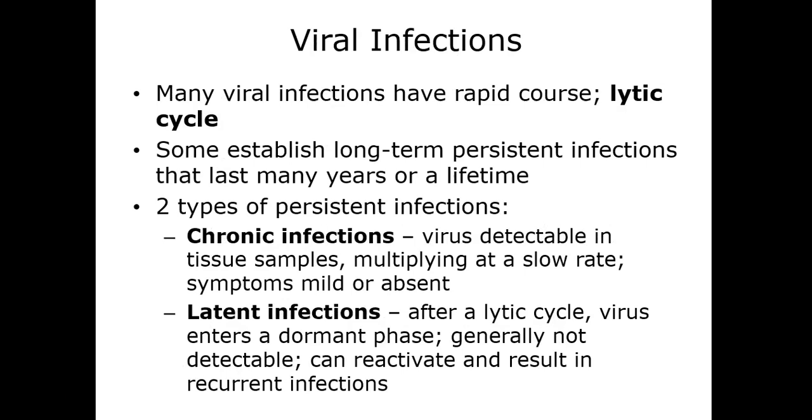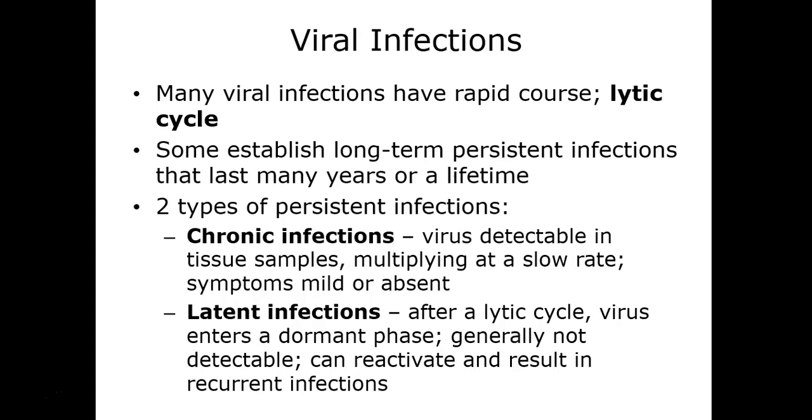So most viral infections we have seen are very quick moving. They pass very quickly. And this is the lytic cycle, where the virus gets in, it multiplies, it assembles its new variants, and it causes the host cell to lyse or break open. However, we do have viral infections that can persist for even the course of your natural life. Chronic infections are ones where the virus multiplies at a slow rate and the symptoms are continuously present.